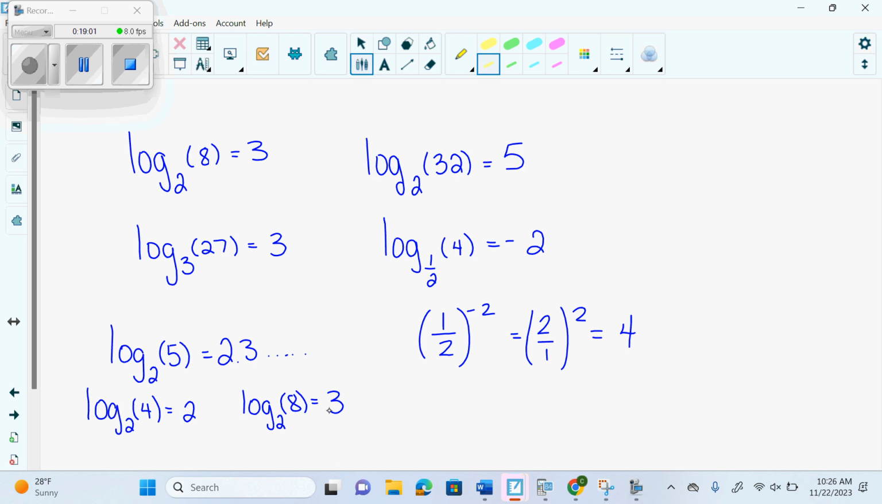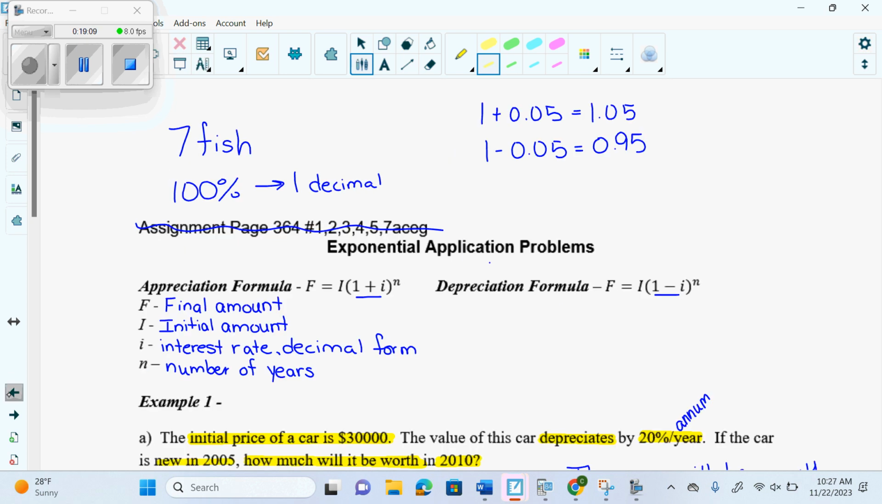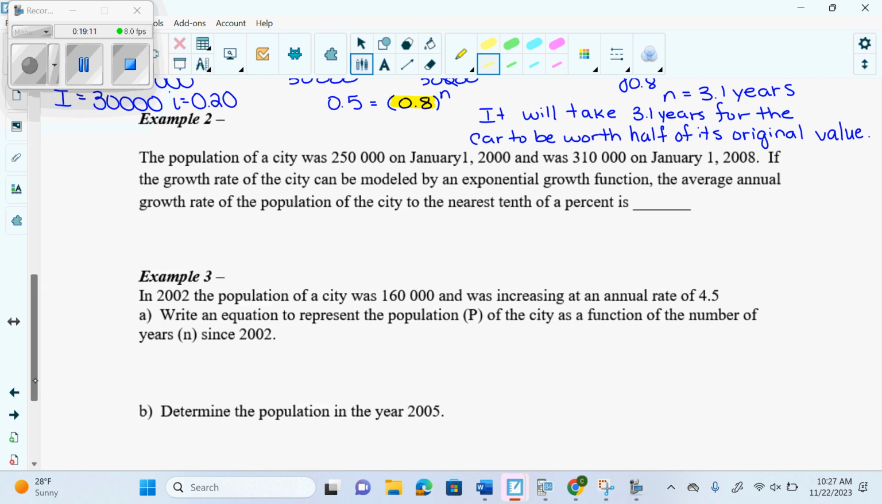So that's it. Every single time you're typing in a log, that's all your calculator's doing. Base to what exponent equals what's beside it. That's it. All right. So let's go back here. Let's try this one out.